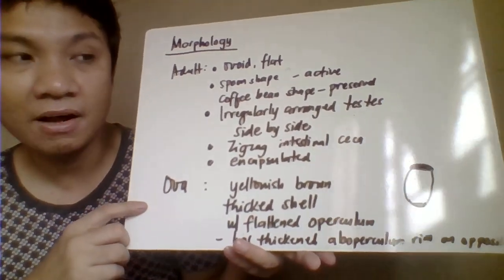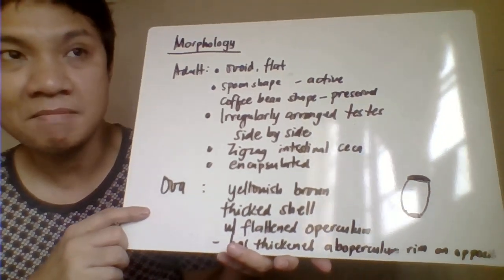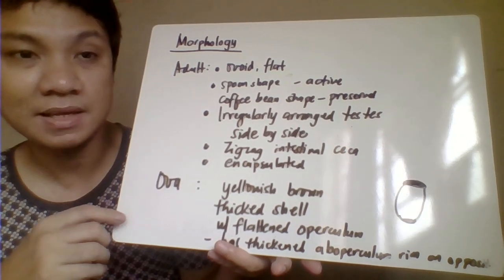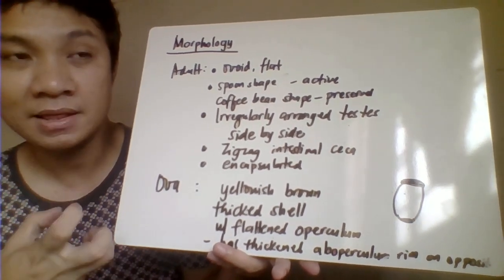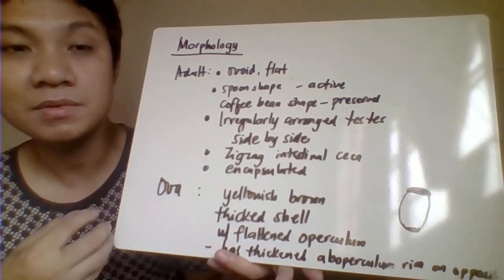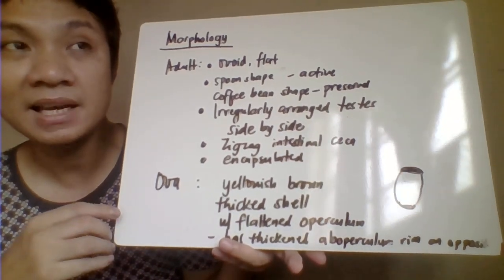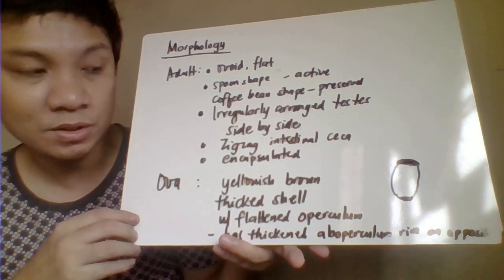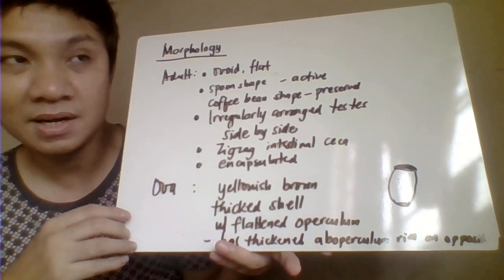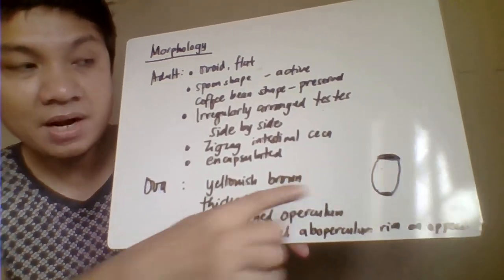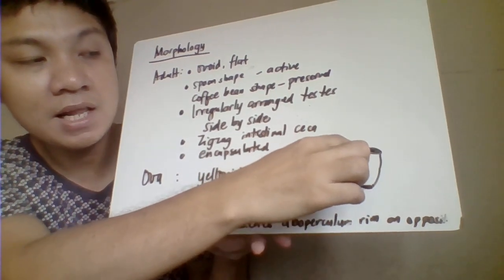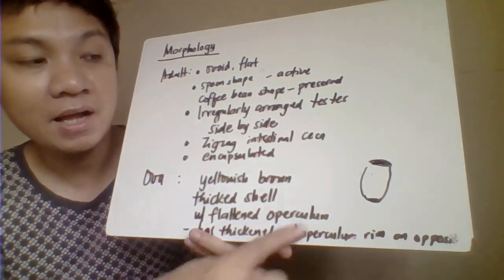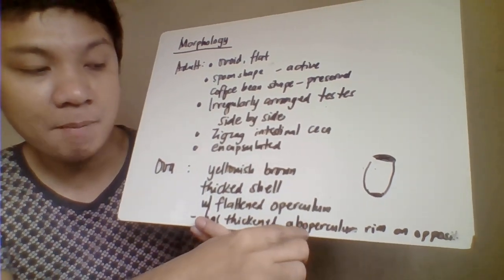For the ova of your Paragonimus westermani, it is laid unsegmented or unembryonated. I mean to say, this is when the adult female worm tries to lay this one, this is unembryonated or immature. So we describe this one as yellowish brown. It's just parang siyang chicken egg. We have here a thickened, thick-shelled operculum. And on the opposite end, meron din dito na thickened area. You call that one your abopercular end.